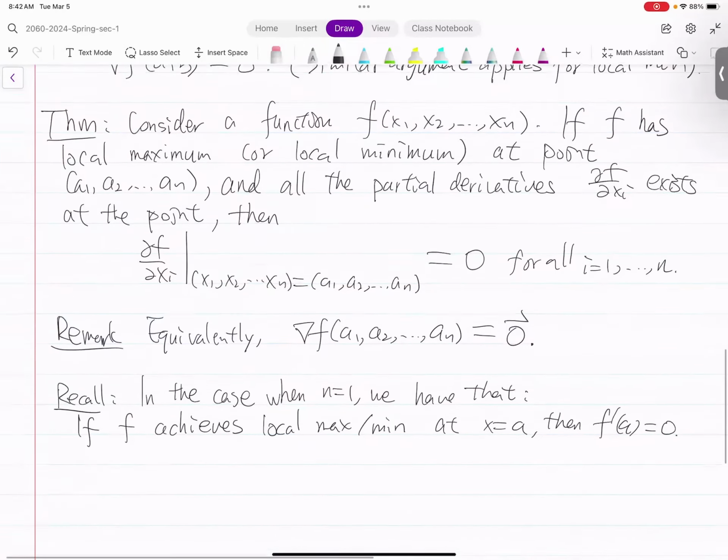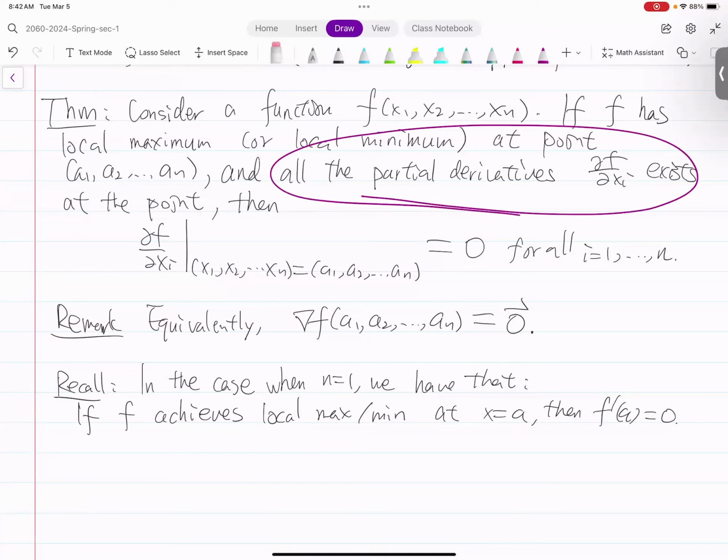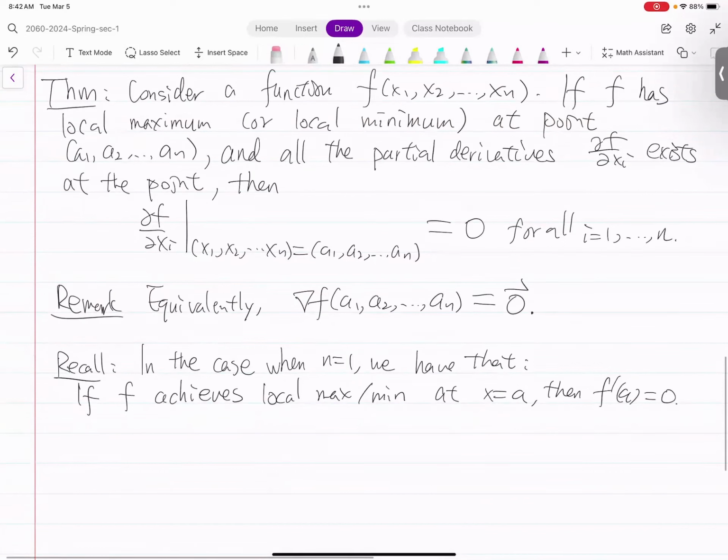So basically, it tells you if the function is differentiable, in other words, that all the partial derivatives exist, then the gradient vector has to be zero. Otherwise, you may have a point that's not really differentiable. Okay. So in the univariate case, it's the same thing. So we have two cases. One, the points at which the function is not differentiable, and case two, the points with horizontal tangents. Okay.